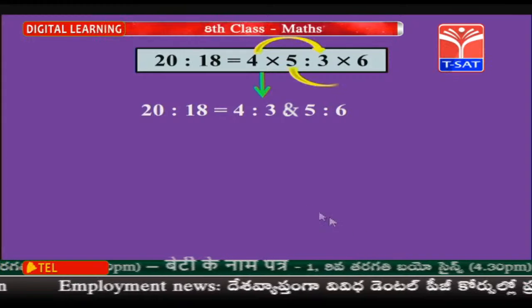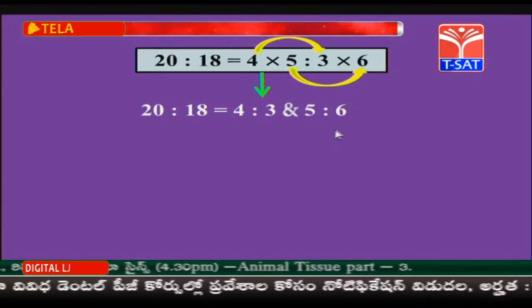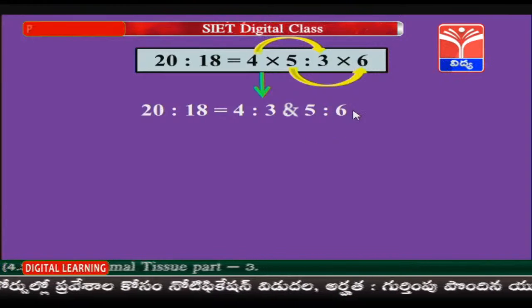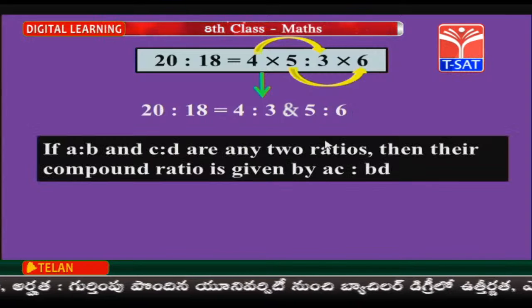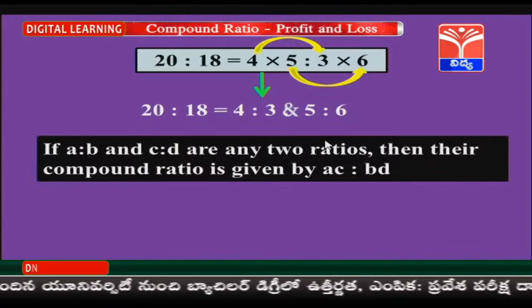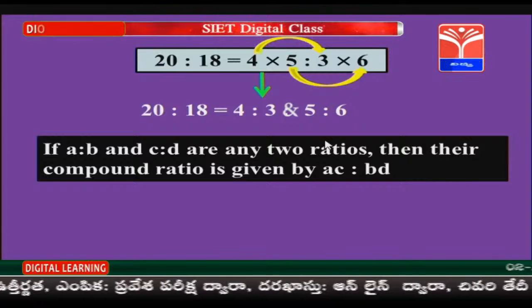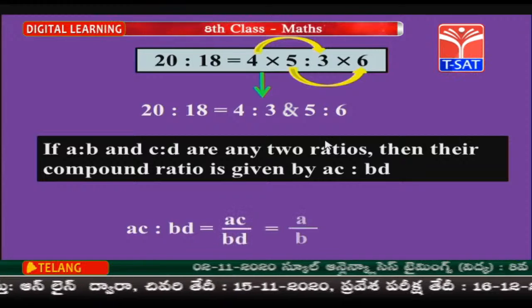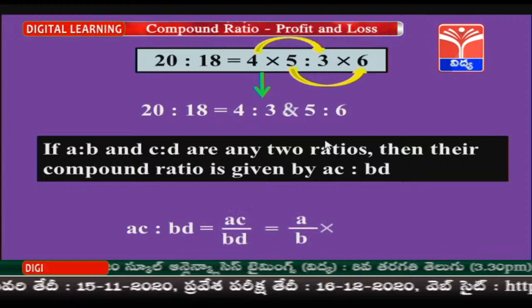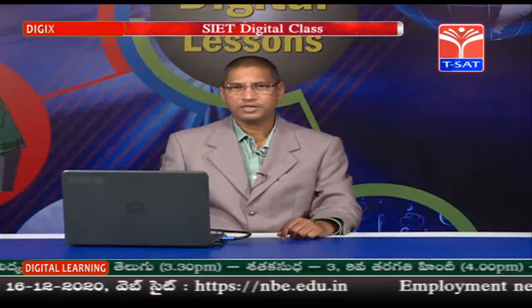That means, we are multiplying 4 and 5 and 3 and 6, that is product of antecedents and product of consequents. If A is to B and C is to D are any two ratios, then their compound ratio is given by AC is to BD. So, AC is to BD can be written as AC by BD. This can be written as A by B into C by D. Children, till now we have learnt the concept of compound ratio.